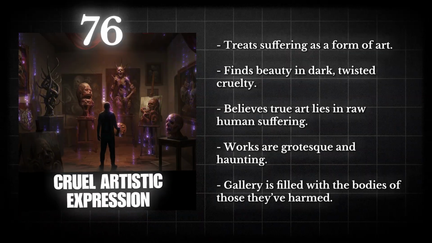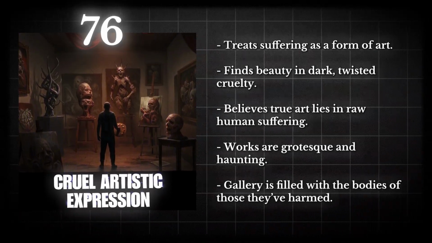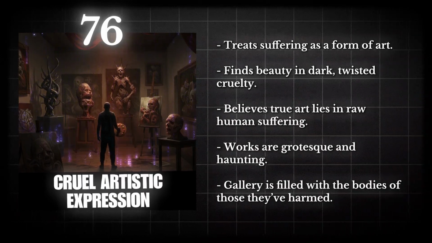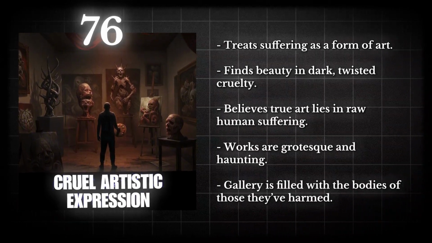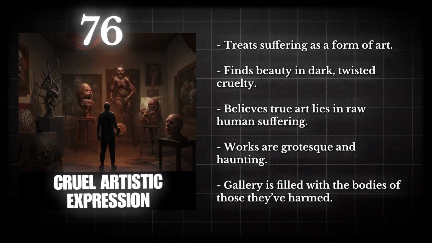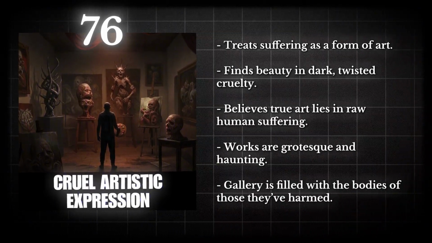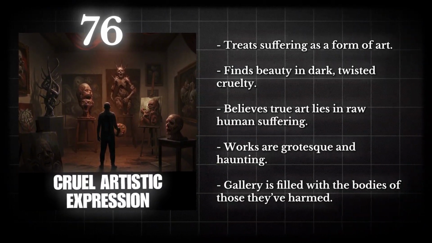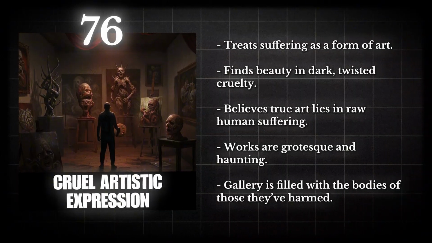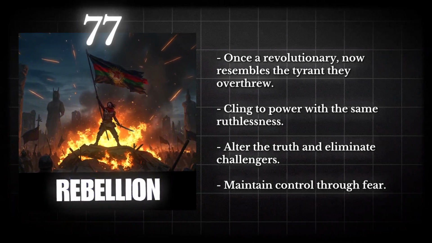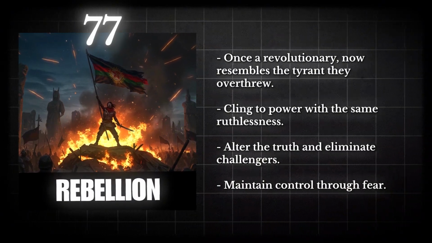76. Cruel artistic expression. The villain treats suffering as a form of art. They find beauty in the darkest, most twisted forms of cruelty, believing that true art lies in the raw, unfiltered depths of human suffering. Their works are grotesque and haunting, and their gallery is filled with the bodies of those they've harmed.